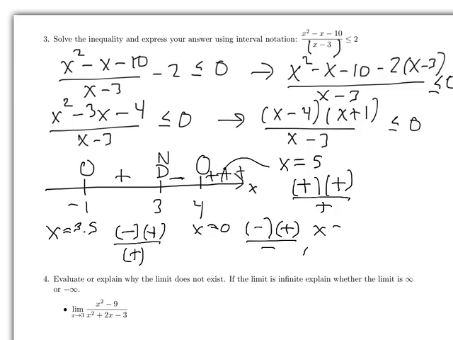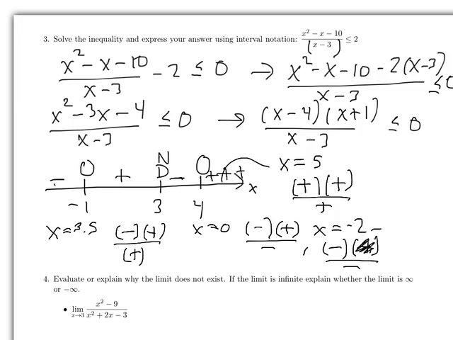Lastly, let's check something like x equals -2. -2 minus 4 is negative. Hang on. -2 plus 1 is negative. -2 minus 3 is negative. 3 negatives makes a negative. Sorry. All right, now we finally have it straight.